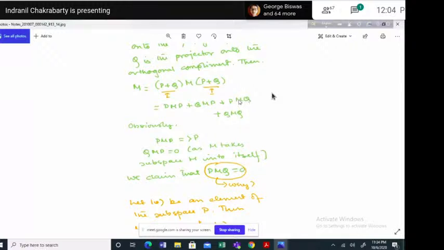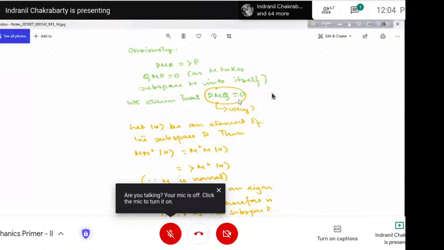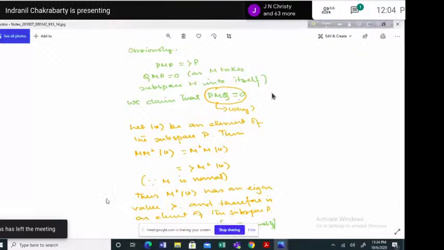I am claiming that PMQ is 0. Why am I claiming so? Let us see. Let V be an element of the subspace P. Then M dagger V is equal to lambda dagger V, because M is a normal operator.